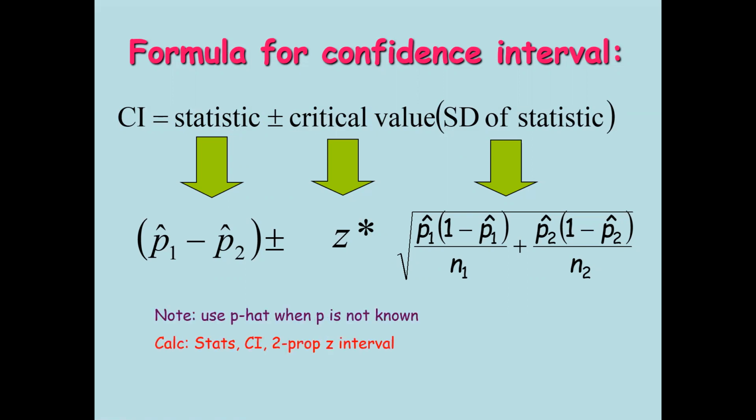Note, use p-hat when p is not known. The calculator can conduct this confidence interval for you by going to statistics, confidence interval, and selecting 2-prop Z. You'll then put in your sample size 1, your proportion for sample 1, your sample size 2, and your proportion for your second sample.